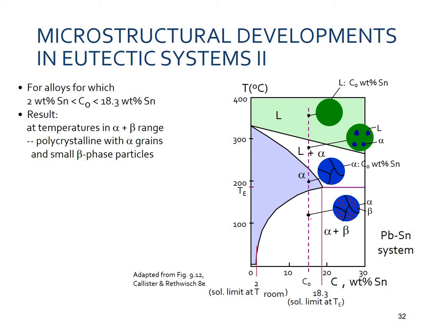come inside while cooling. Okay? They would be created while cooling down from 200 degrees in this region. At temperatures below this point, we'll have some beta phase particles inside the alpha phase. Okay?